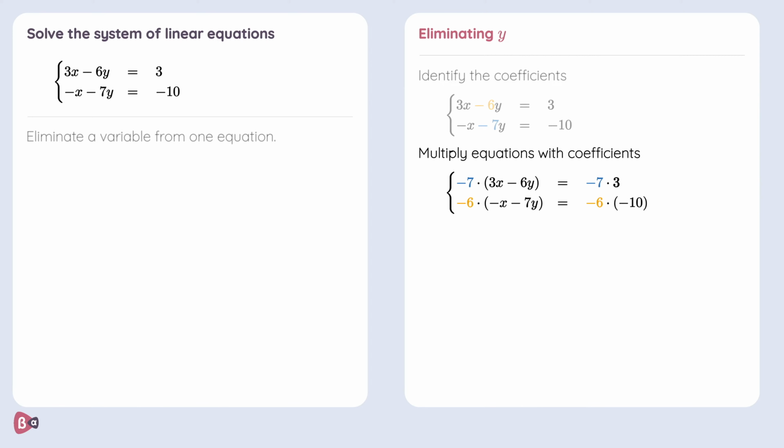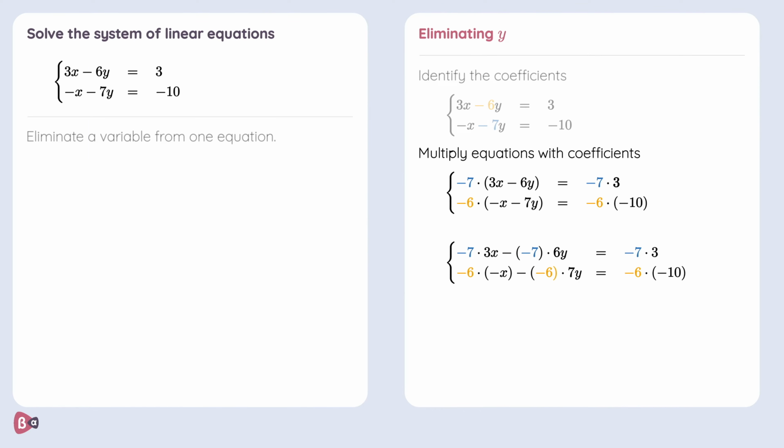Now notice that the solutions to this equation are exactly the solutions to our original equation, because we can simply divide by minus 7 and minus 6 again. Next up, we see some brackets. Let's get rid of these. So minus 7 times 3x, minus 7 times 6y, minus 7 times 3, and let's do the same for the second equation.